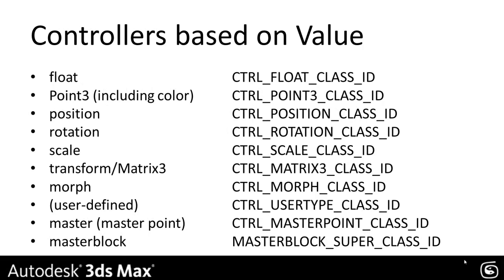So these are the controllers that are part of 3ds Max, and they're based on value. And the superclass ID is provided here in a list. So we have the float, the point 3, which also includes the color values. So color is typically represented as a value of 3 separate values, RGB. Position, rotation, scale, the transform, which is the matrix 3, morph, you can have a user-defined, then there's these two other ones that are master points and master blocks.